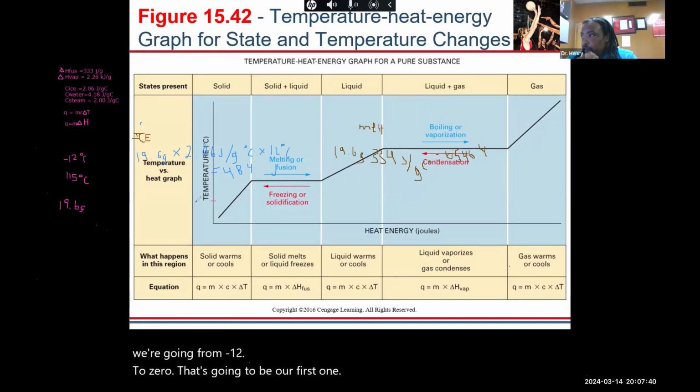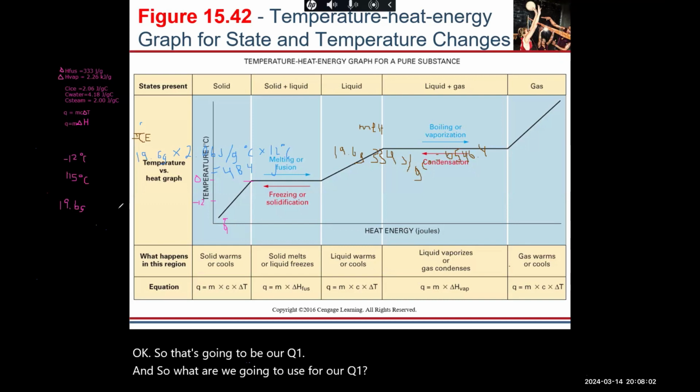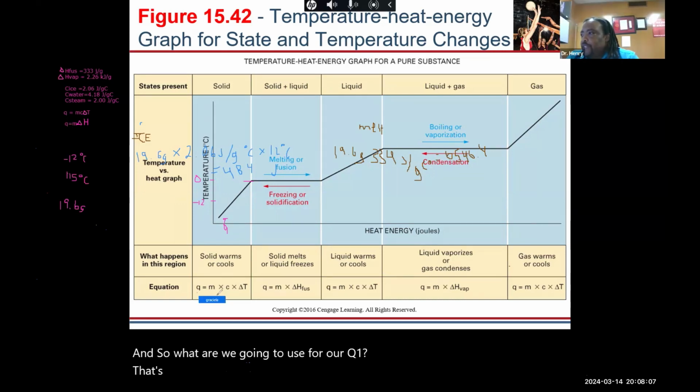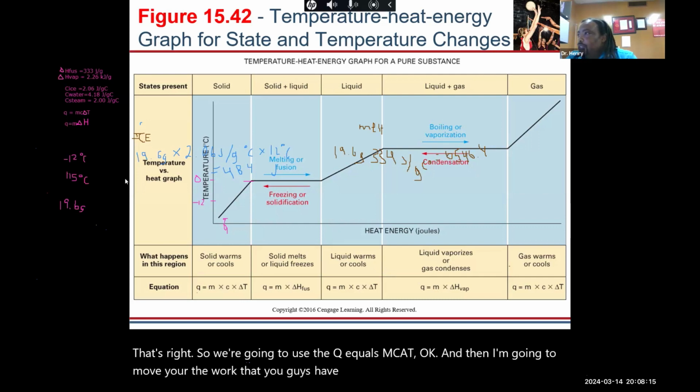So -12 to 0. Okay. So that's going to be our Q1. And so what are we going to use for our Q1? Which equation? The Q equals MCΔT. That's right. So we're going to use Q equals MCΔT. Okay. And then I'm going to move the work that you guys have started.